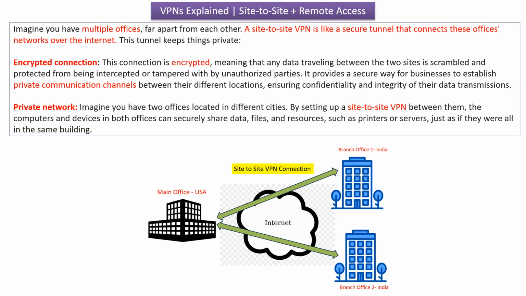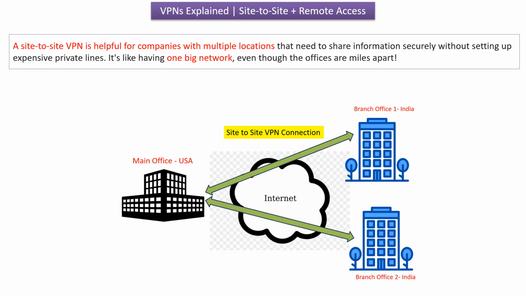By setting up a site-to-site VPN between them, the computers and devices in both offices can securely share data, files, and resources such as printers or servers, just as if they were all in the same building. A site-to-site VPN is helpful for companies with multiple locations that need to share information securely without setting up expensive private lines. It is like having one big network even though offices are miles apart.